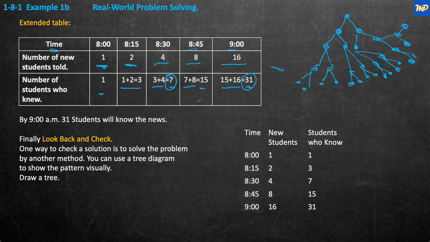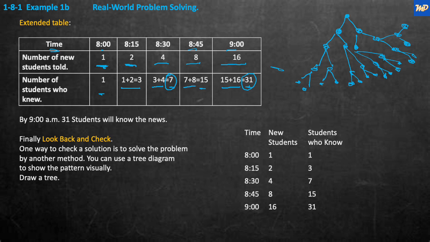So we started with 1, then we had 2, then we had 4, and then we had 8, and then we had 16. Okay? So here's a table doing the same thing. At 8 a.m., we had 1 new student and 1 who knew. At 8:15, we had 2 new students, and now 3 know. At 8:30, we have 4 new students told, and 7 that now know. So they keep adding up as you see that.